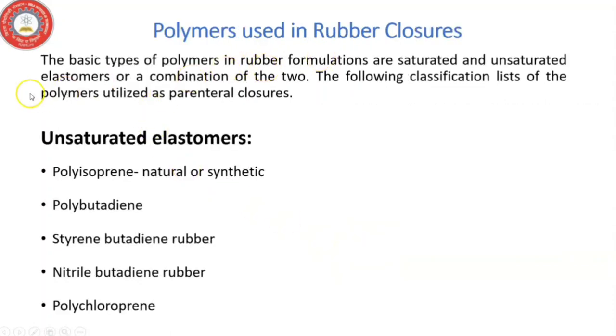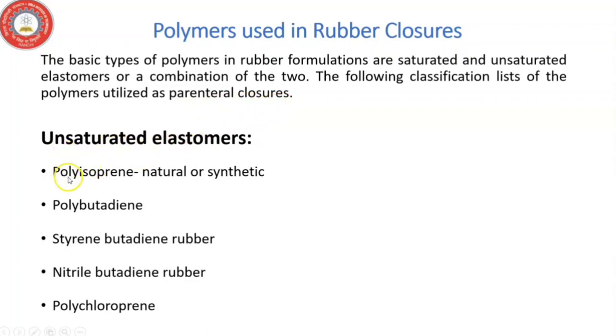Polymer used in rubber closure. The basic types of polymer in rubber formulations are saturated and unsaturated elastomers, or a combination of the two. The following is the classification list of the polymers utilized as parenteral closures.